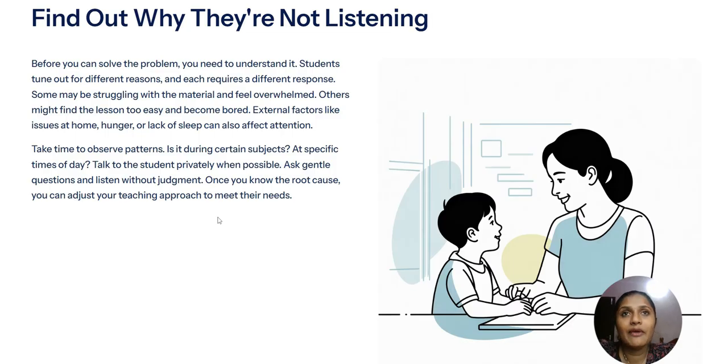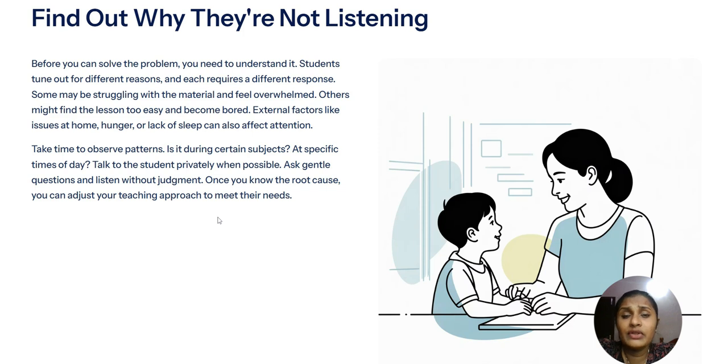So we have to find out the reason why a child may not be listening in the classroom. It is due to various reasons, like external factors, like home issues, family issues, maybe hunger, lack of sleep, or they may be exhausted in the session, or they may be struggling with some particular material or particular subject. Or they may not have the foundation or basic things related to a particular subject. So all this will lead to what? It will lead to the inattention of the student in the classroom.